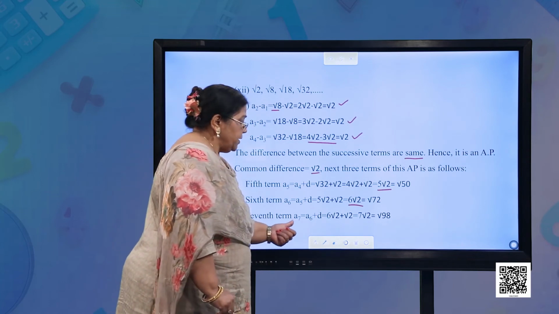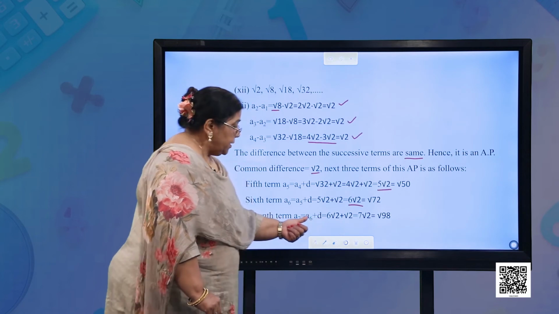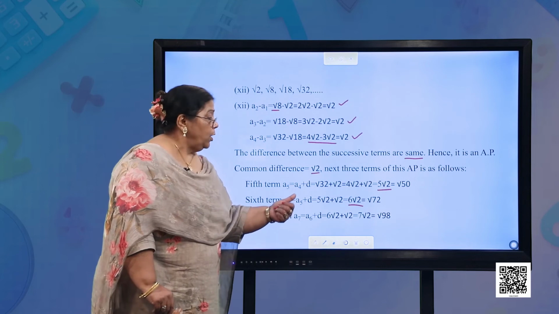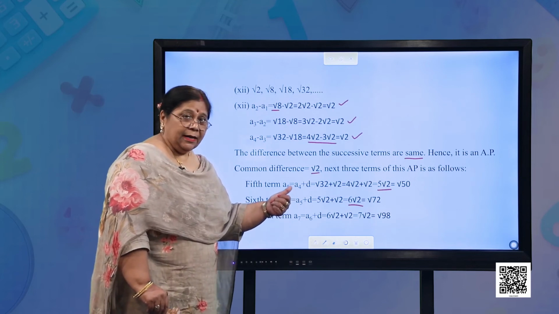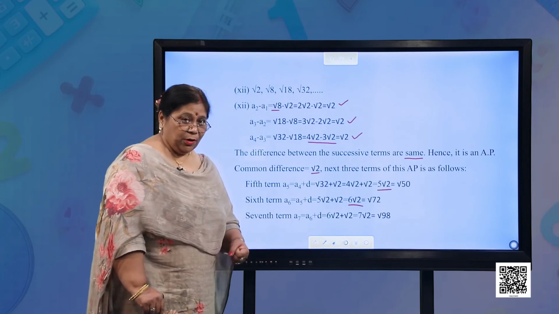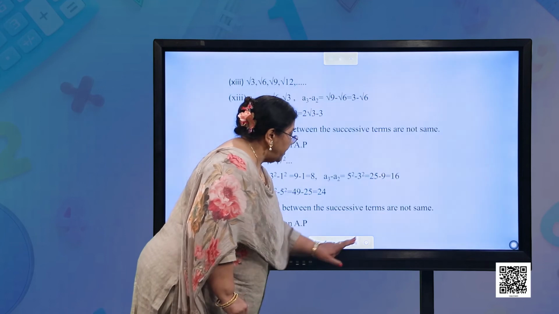Seventh term A7 is equal to A6 plus D, that is equal to 6 root 2 plus root 2, that is equal to 7 root 2 or square root of 98, because 49 into 2 will give me square root of 98. Is it clear? Okay. Let us do the next part now.